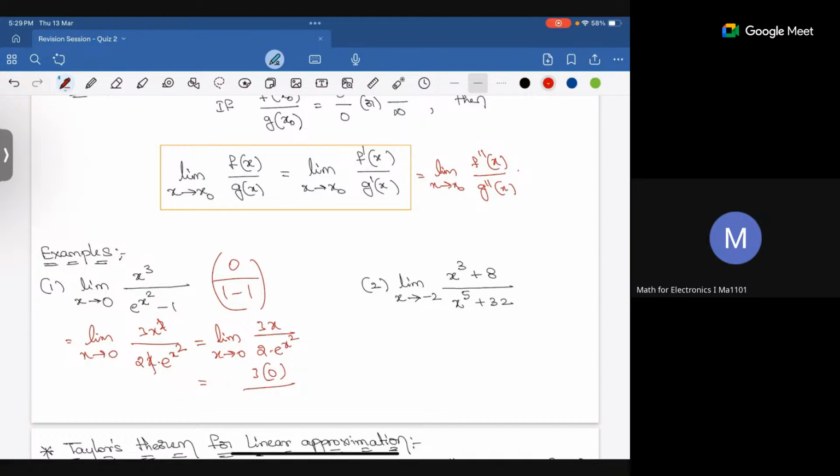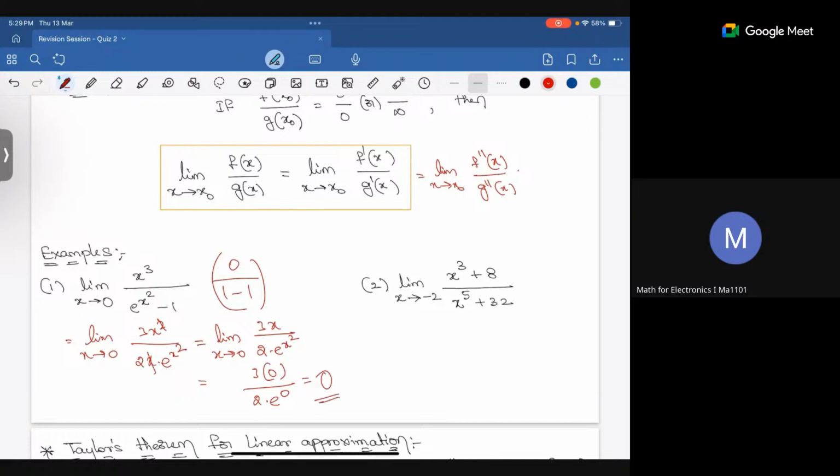But what happens to the denominator? 2 times e power 0, which is 1. And this is a determinant value. So 0 by 1, or 3 times 0, is 0. 0 by 2 will give us 0. Right? So this is a determinant value.